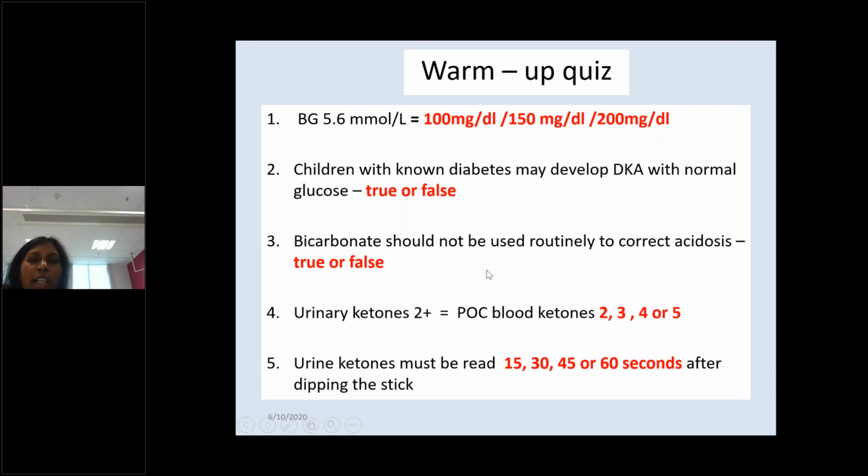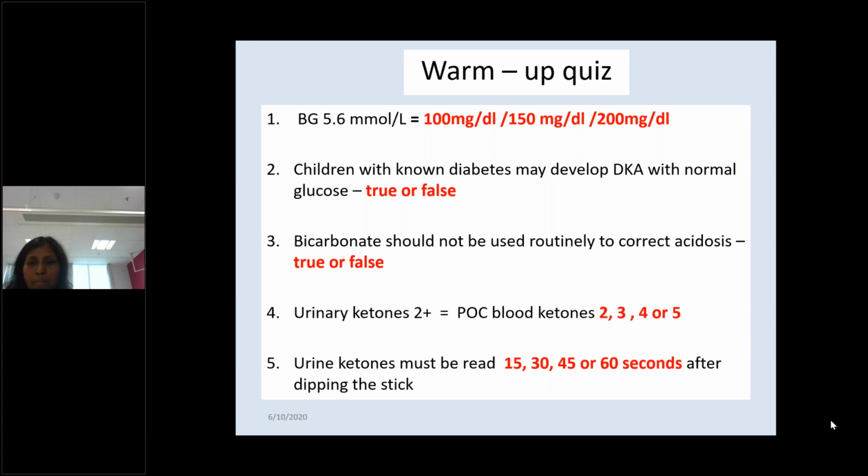And then urinary ketones of 2+. We often say to always measure the bedside blood ketones, isn't it? And some units may not necessarily be able to measure that. So if you've got only urinary ketones, how do we interpret that or correlate it with the blood ketones? I found this particularly useful. So urinary ketones of 2+ corresponds to blood ketones of 2, 3, 4, or 5. Any guesses?